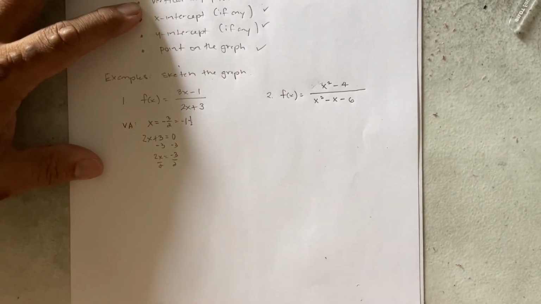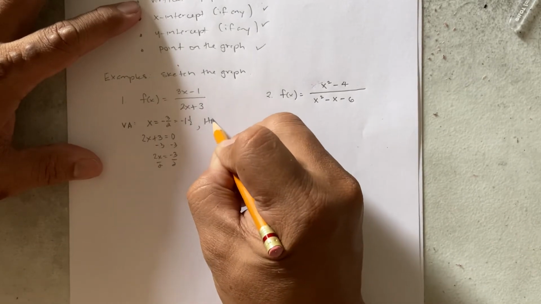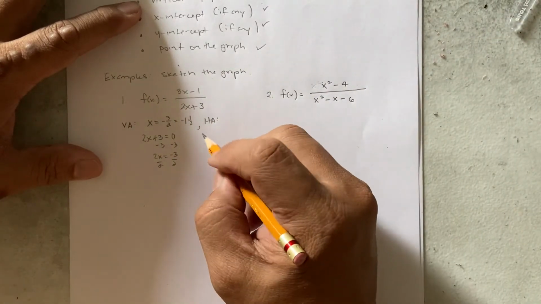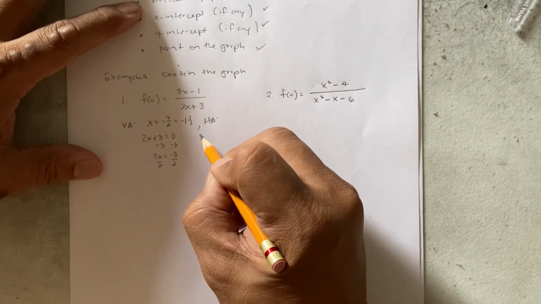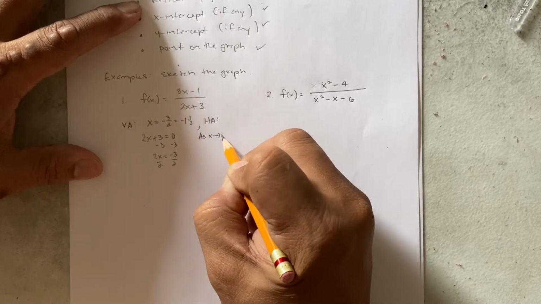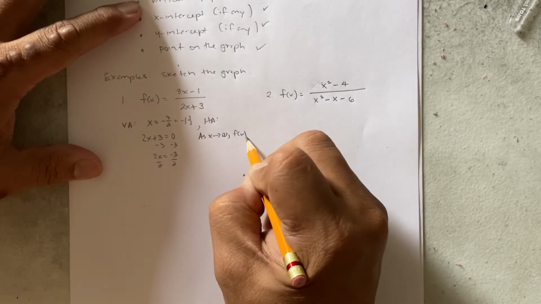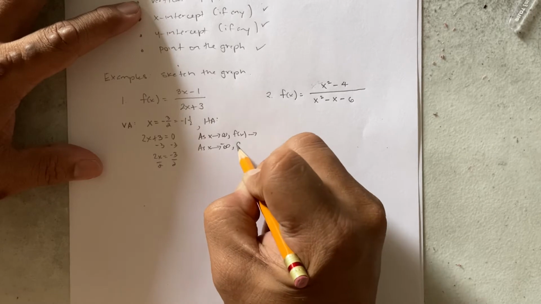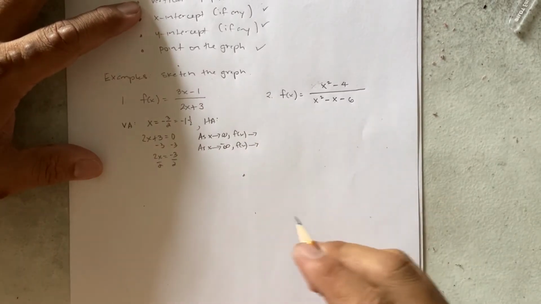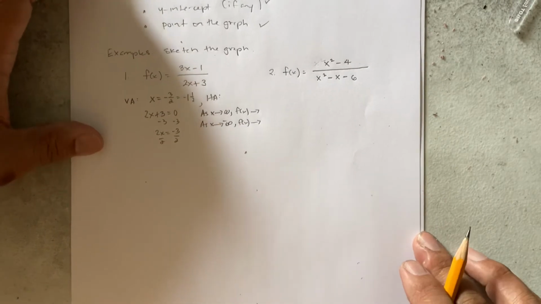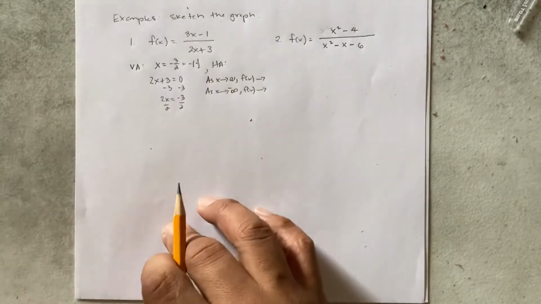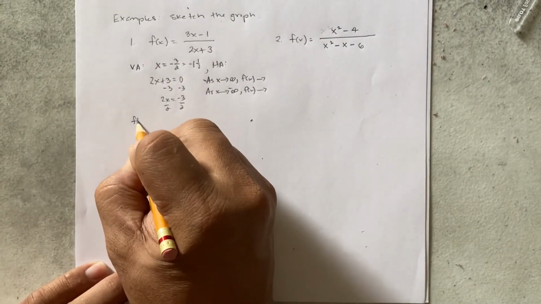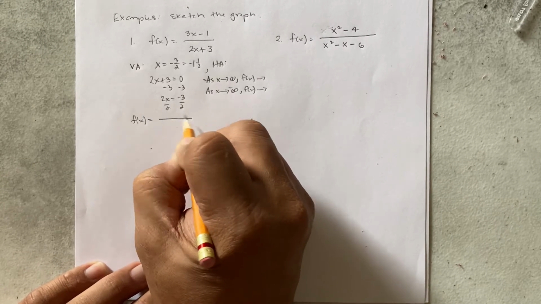Next, I'm going to look at the horizontal asymptote. This is where the graph approaches as x goes to -infinity and infinity. So as x approaches infinity, I'm going to find the f of x value, and as x approaches -infinity, I'm going to find the f of x value. I'm going to take this function and multiply it by 1 over x.